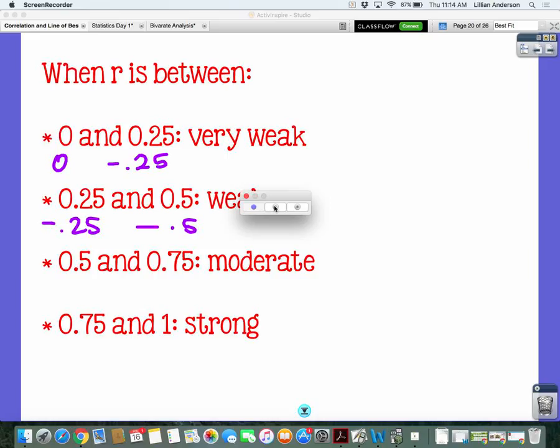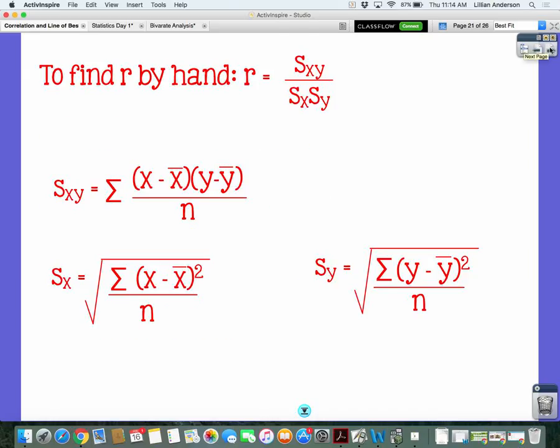Yes. Okay? So, by hand, this is the formula. S sub xy, so these are subscripts right here, divided by S sub x times S sub y. And what are S sub x and S sub y and S sub xy? Are these respective formulas. I'll give you guys a moment to write these down. Make sure you're copying them down correctly, or it's going to throw everything off.